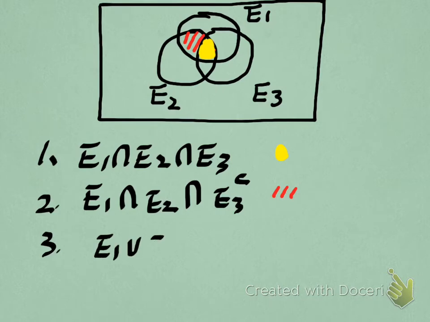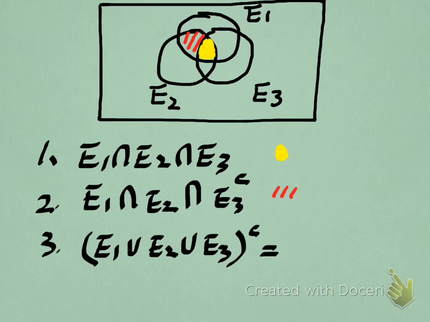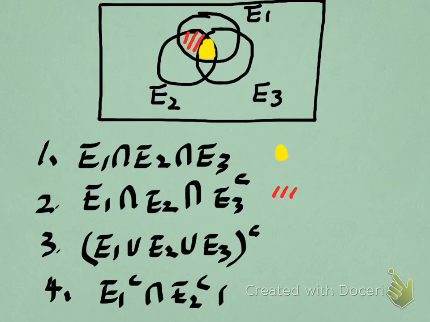And now if we look at the third question, what is E1 union E2 union E3, and then the complement? Or, using De Morgan's law, we can also find the fourth part, which is E1 complement intersection E2 complement intersection E3 complement. So let's first look at question 3.